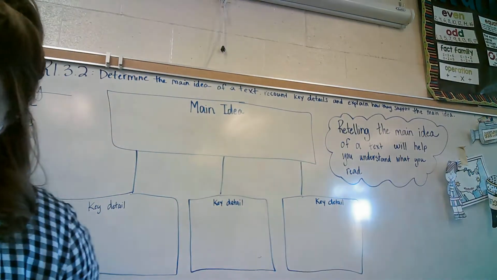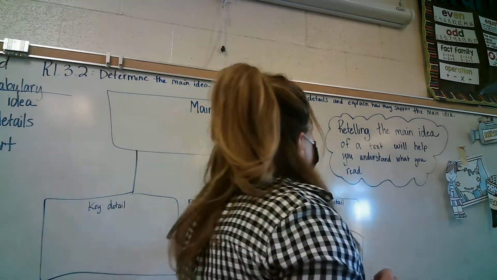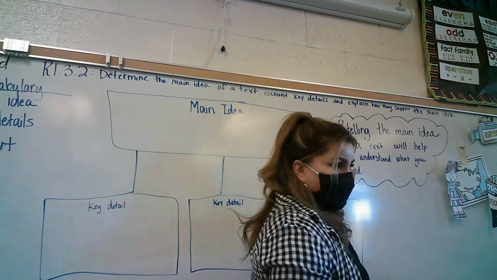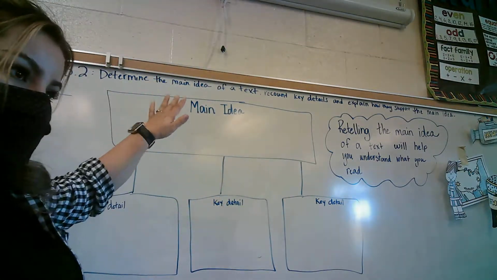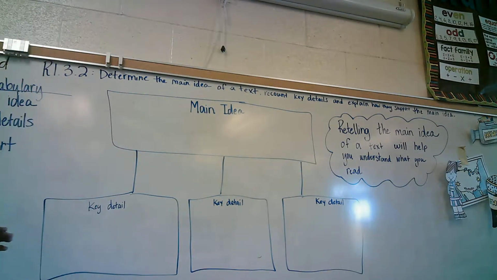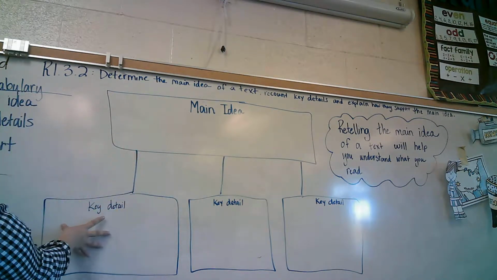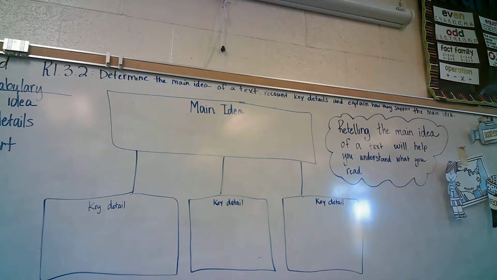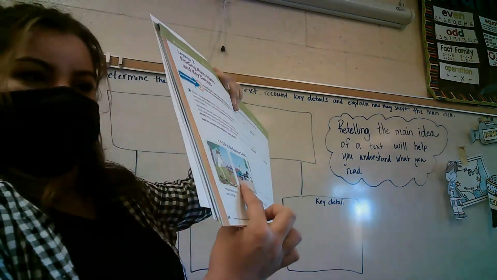Okay, so we are going to continue to talk about finding the main idea and key details. So remember, retelling the main idea of a text will help you understand what you read. Once you're able to find that main idea, it's going to help you better understand what you just read. To do that, we have to find the main idea first, and we need to find key details in that text. So to practice that, let's look in our workbooks at these pictures down here.